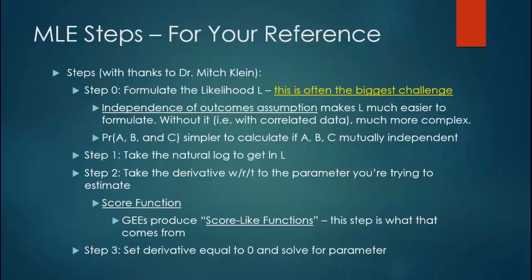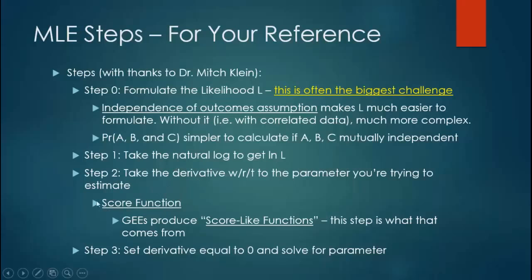So just in case you were curious about how exactly maximum likelihood estimation is done, again with thanks to Dr. Mitch Klein, step 0 in his parlance would be to formulate the likelihood L. So you need to actually write out the function, and this is often the biggest challenge. Step 1 is you take the natural log because it makes it easier to work with. You'll just have to trust me because I'm not going to sit here and work through all of this with you right now. Step 2, you take the derivative with respect to the parameter you're trying to estimate.